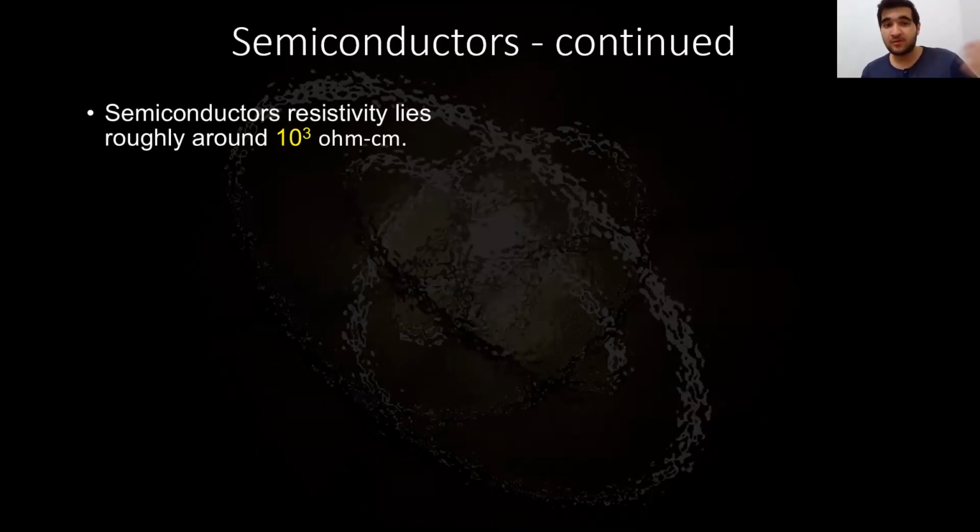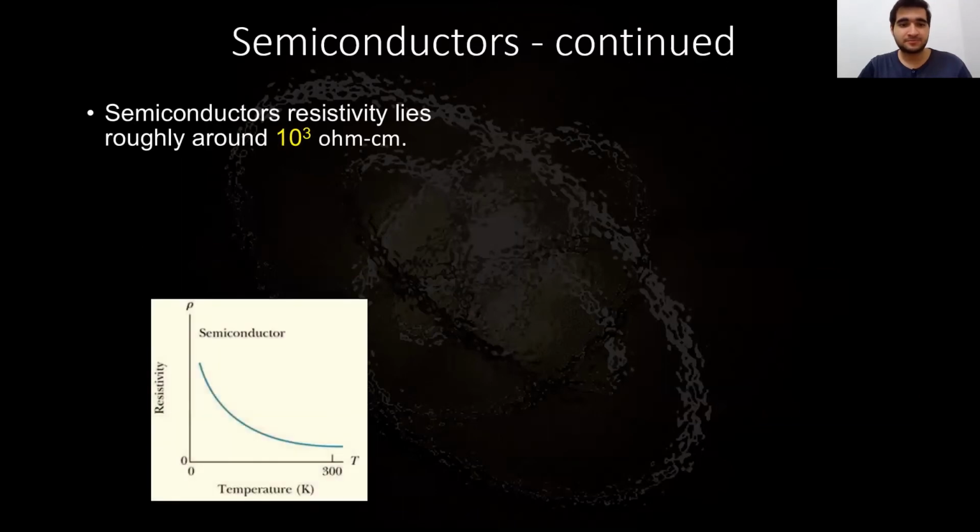These are 10 to the power of 3 ohm centimeters. Now these are not exact numbers, but this is just a rough estimate. Naturally, different materials will have different values. As we can also see from the graph below, as the temperature increases, the resistivity decreases. So by increasing temperature, or by giving it energy or heat, the resistivity actually declines.